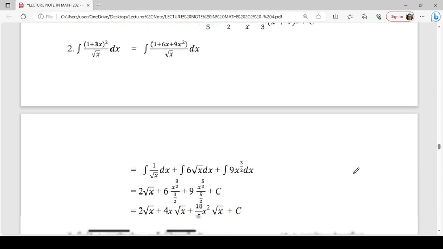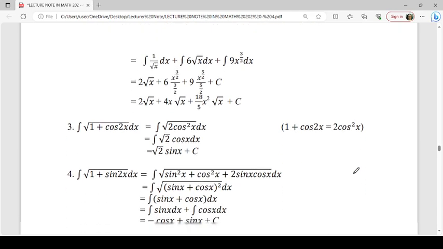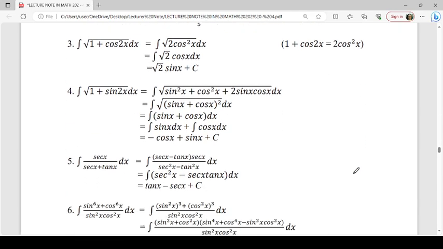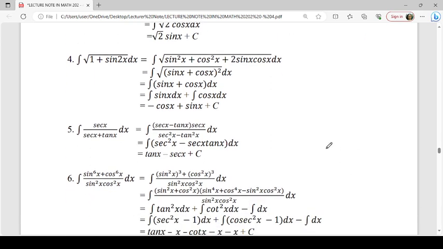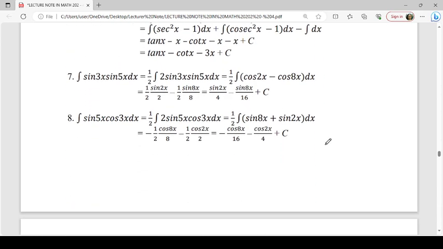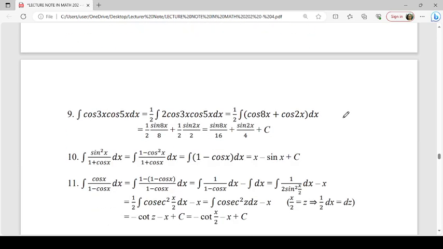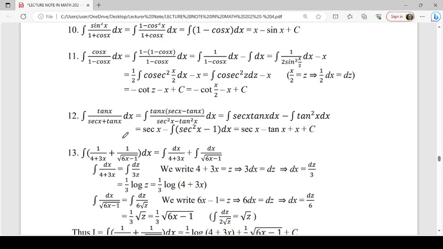So these are practice examples. These are some practice examples. You can practice them. These are all from trigonometric functions.